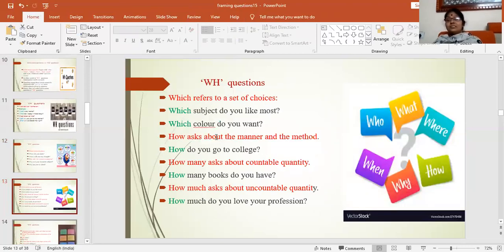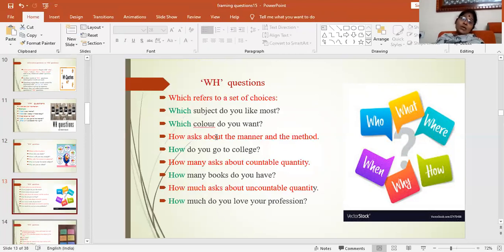Then we have questions which we can start with the word which. Now, which refers to a set of choices. I can ask, which subject do you like most? Right? Which stream would you like to go for your further studies? Science, commerce, right? Or which color do you want? So which refers to a set of choices where I'm asking you, right?